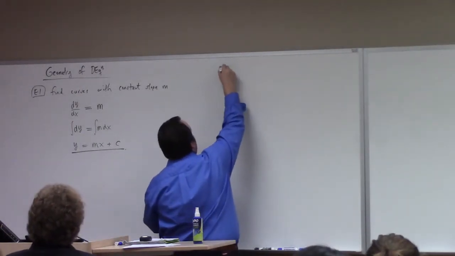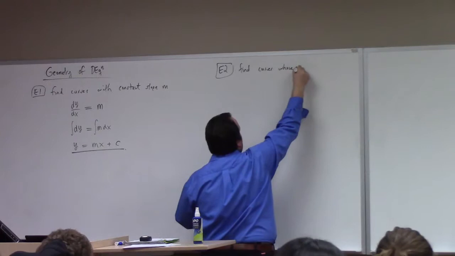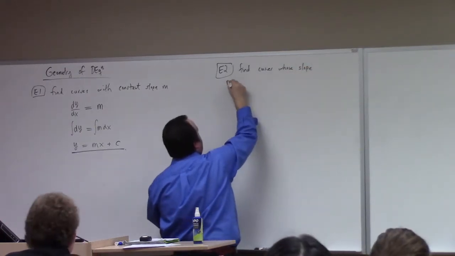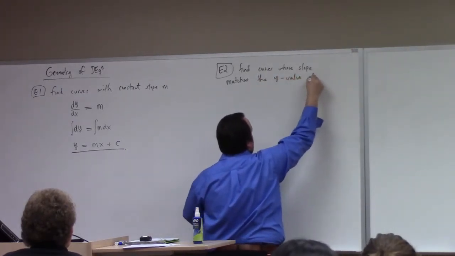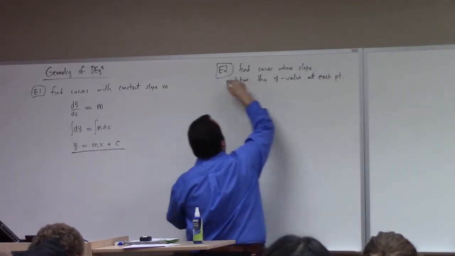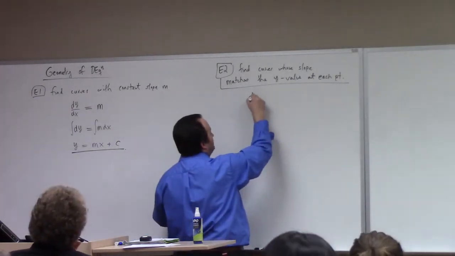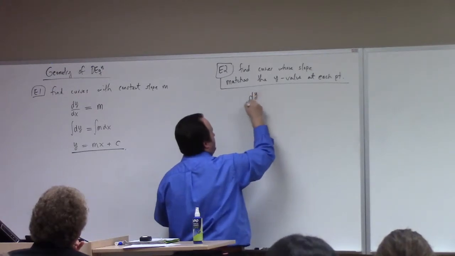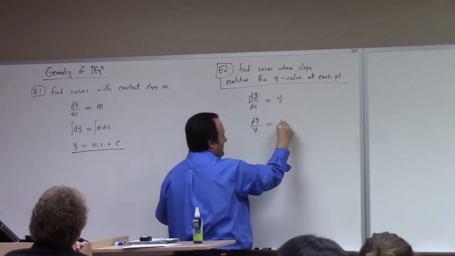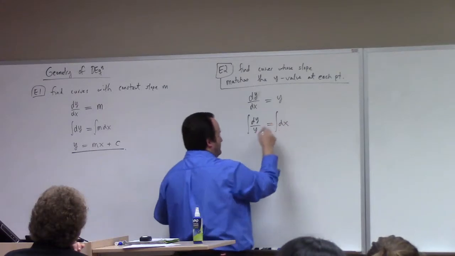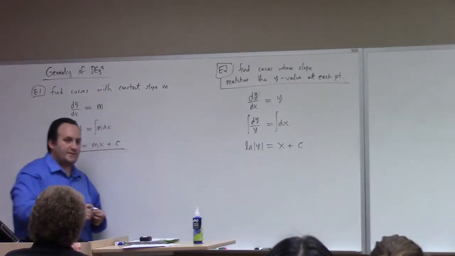So let's bump it up a notch. Suppose you want to find curves whose slope matches the y value at each point. So what would that say? The slope is dy dx, right? We want dy dx equal to what? Right, so we're trying to solve dy dx equals y. So we do that. What do we get? We get dy over y equals dx. We integrate both sides, what do we get? Natural log of the absolute value of y equals x plus a constant.